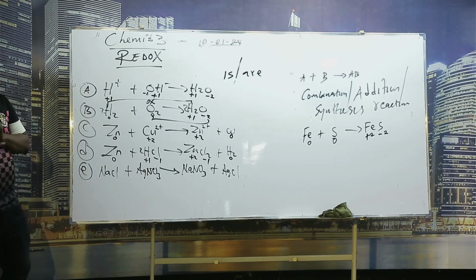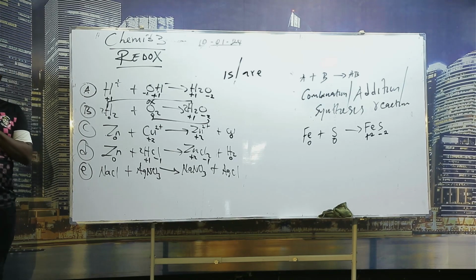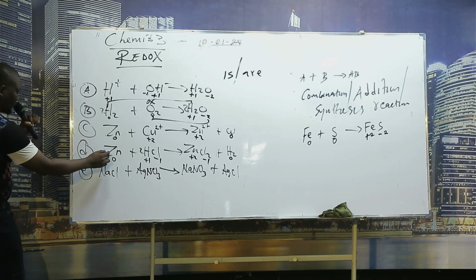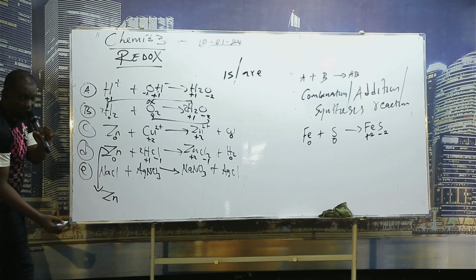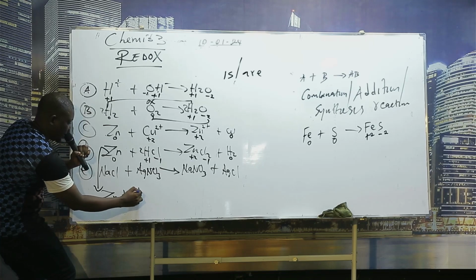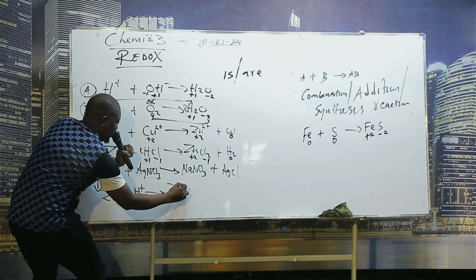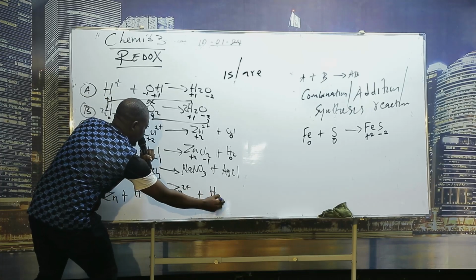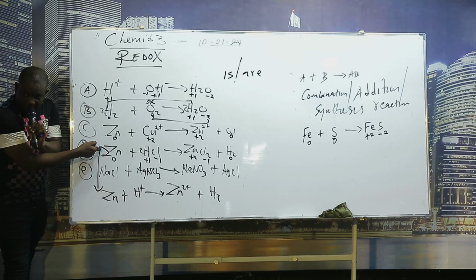But there is one species in that reaction that has refused to change. Which species has refused to change in that reaction? Chlorine. The species that has refused to change, you can remove it and make this equation ionic. If I remove chlorine, what we now have is H+, and Zn2+ plus H2. This is the ionic equation of this reaction.